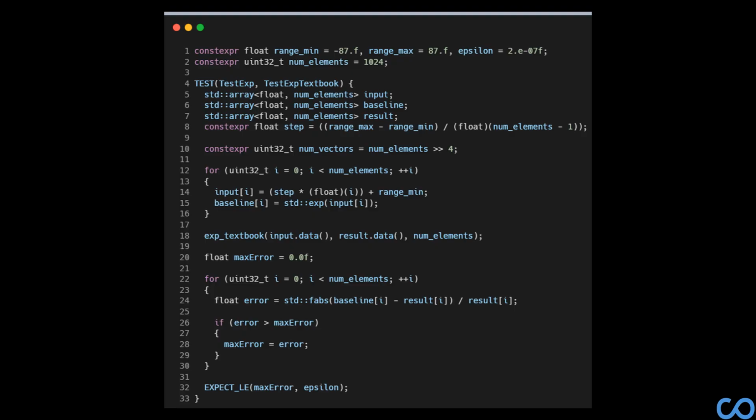Let's test our code. The test verifies that the relative error does not exceed a specified value over the entire range of permissible inputs. We calculate the error not in relation to the mathematically correct value, but in relation to the result of a scalar library function. After all, with vectorization, you usually have to prove that the result of the vector code execution is as close as possible to the scalar version, which is already deemed trustworthy.